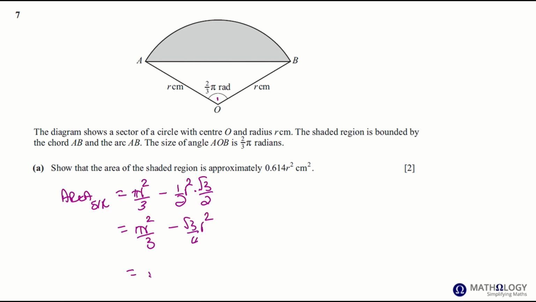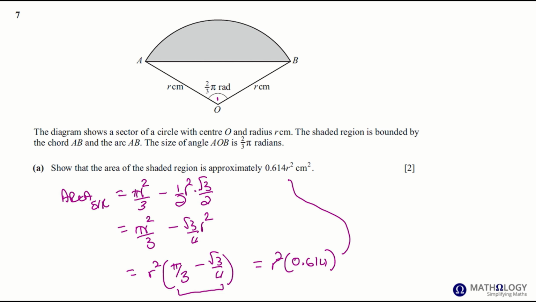We can take out a common factor of r squared, and we have in the brackets pi by 3 minus root 3 over 4. And we can now calculate pi by 3 minus root 3 by 4, which is approximately 0.614. 0.61418. We're going to round that up to 0.614, which is exactly what they were looking for.